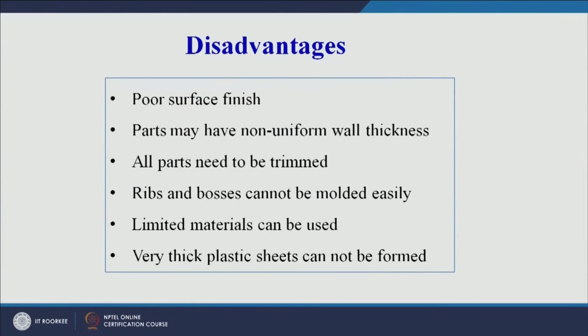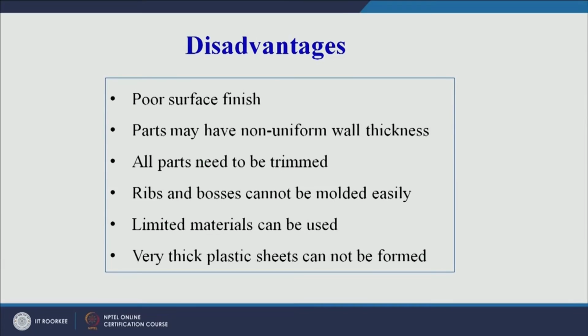So another important limitation is that all parts need to be trimmed, because always there will be some flash or some part of the thermoplastic coming out or left, which is not a part of the product. So we have to cut or trim that part so that we only get the desired shape that we are looking at. Ribs and bosses cannot be molded easily.